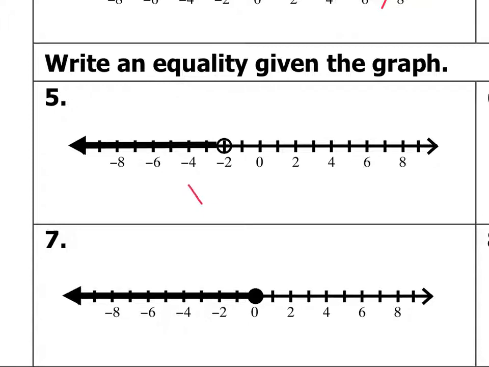So we're going to start just with X, or you can start with N, it doesn't matter. And then what I always do is look at the arrow. That tells you what sign to use, the arrow that's shaded. Okay, so that's a less than. Now, it's an open circle, so do I need the bar? Nope, and then it's -2. That's where it begins.